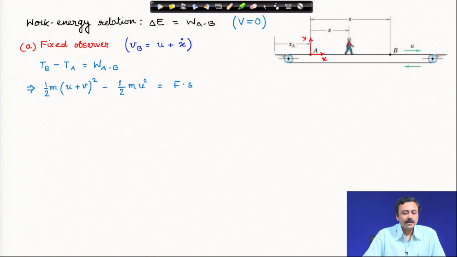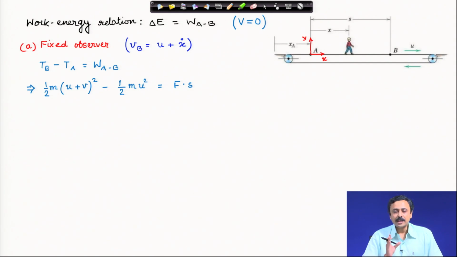I can write down the kinetic energy at B, which is half mass of the boy times the velocity of the boy at B, which is u plus v, which comes from this relative velocity expression. u plus v is the velocity of the boy as he reaches B. Therefore, half m (u plus v) whole square minus kinetic energy of the boy at A. At A, he was standing, he just started to accelerate from A. Therefore, the kinetic energy of the boy at A must be half m u square, which is the walkway velocity, and that must be equal to the work done by all the forces acting on the boy as he moves from A to B.